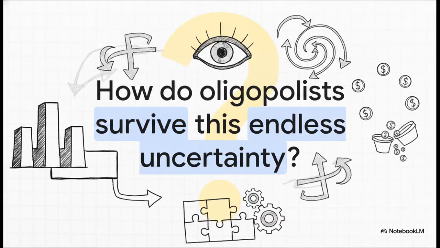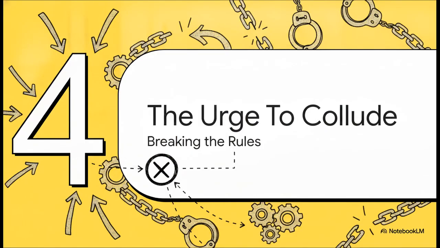So that begs a pretty massive question, right? How on earth do oligopolists survive this endless uncertainty? If trying to maximize your own individual profit just traps you in this chaotic cycle of shifting curves and threatens your very survival, what's the logical next move? That takes us right into Section 4, the urge to collude, breaking the rules.